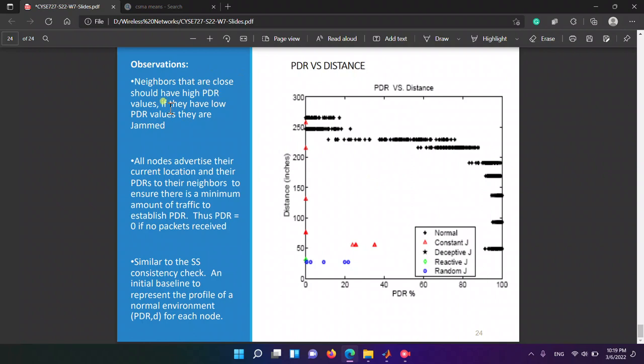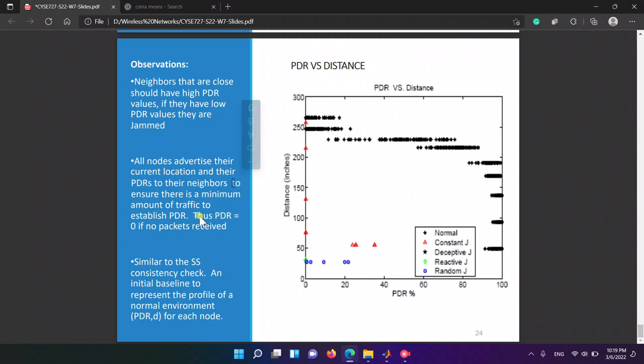So that's the idea. Neighbors that are close should have high PDR values. If they have low, they are jammed. All nodes advertise their current location and their PDRs to their neighbors to ensure there is a minimum amount of traffic to establish PDR. Thus, PDR equals zero if no packets are received. Similar to the signal strength consistency check, an initial baseline represents the profile of the normal environment PDR and distance for each node.